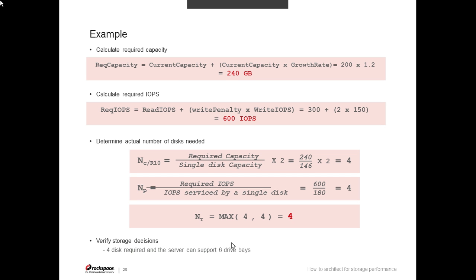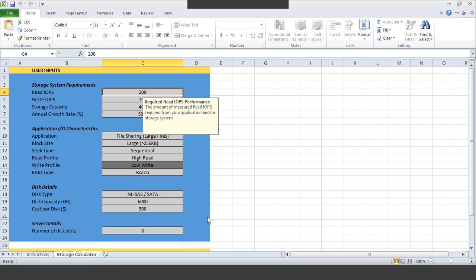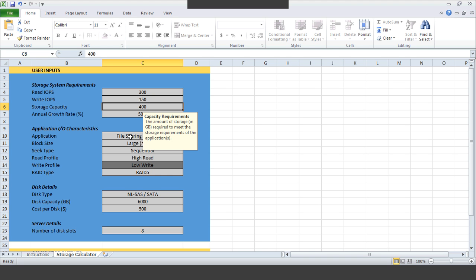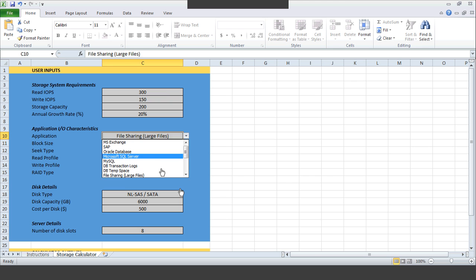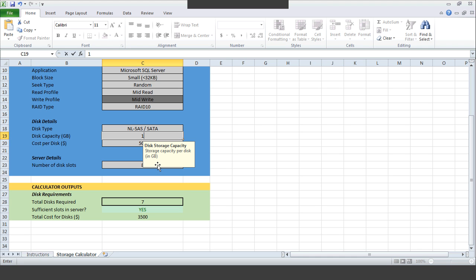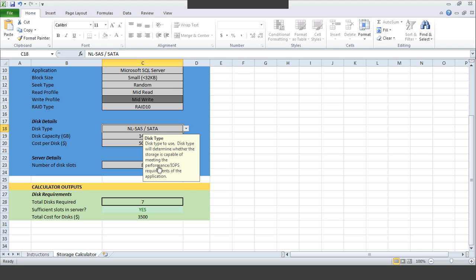Now, although these calculations aren't particularly complicated, I'm sure we'd rather automate it. And as such, I've put together a nice spreadsheet shown here, which is called the Storage Calculator. Now, using the same examples, we input the figures. So 300 IOPS for the read IOPS, 150 IOPS for the write IOPS, storage capacity requirement, which is 200 gigabytes, with a 20% growth factor. And we know that the application is also SQL Server. And we are also constrained by 146 gig SAS drives. As you can see from the bottom calculation located here, we require 4 disks, the same that we calculated in the previous calculation.